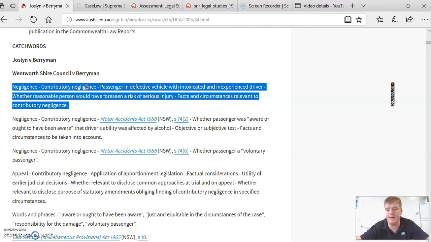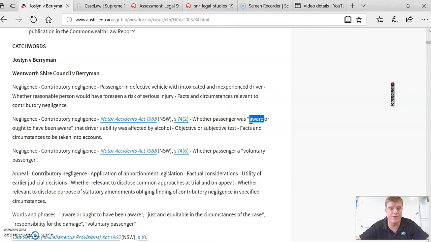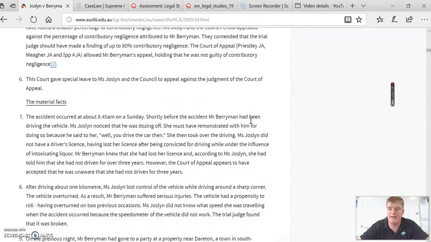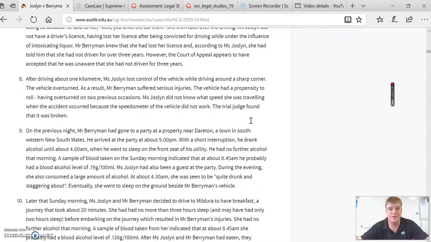And for those people who were thinking about whether there should be a high level of contributory negligence for a person who gets in a car knowing the driver's under the influence, it looks like this will be a good case to look at, because it seems to focus on this idea whether the passenger was aware or ought to have been aware that the driver's ability was affected by alcohol. So we've just quickly found two cases that are quite useful just by using that search phrase. So I just want to give that as an example. If you're struggling to find cases, that's a reasonable way to do it.